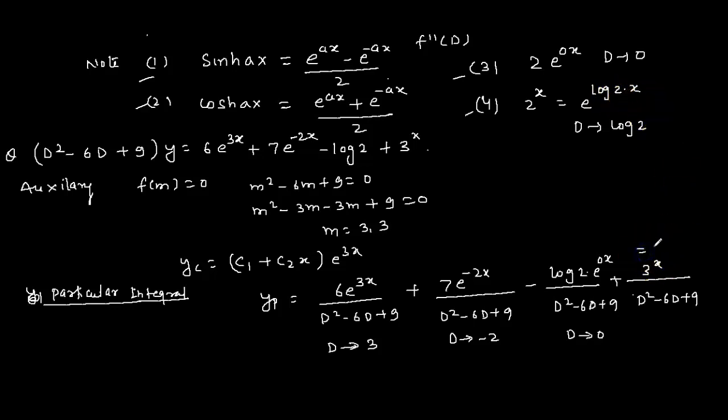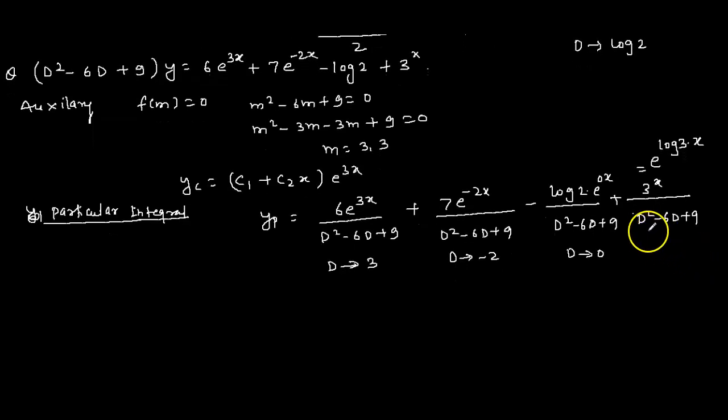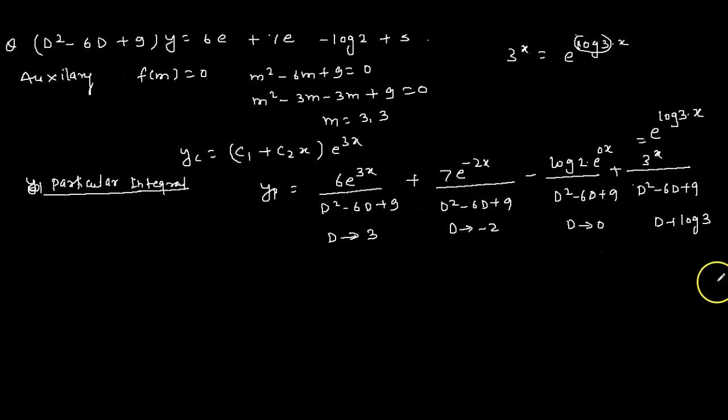So what can you write here? E to the power of log of 3 into x. So 3 power x is the same as e to the power of log of 3 and x. Okay, so here you want to find the a. So a is log 3. So d replace with log of 3 we have to do. Any doubt, tell me. So yp we will get here.